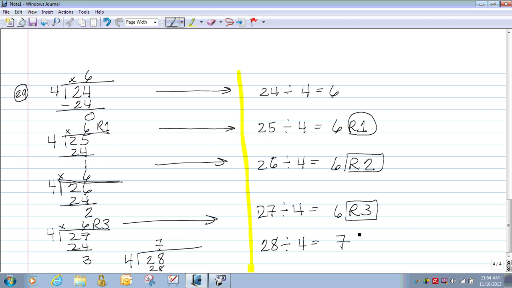We know that the remainder must be smaller than the divisor. The next problem would be 28 divided by 4. That equals 7. 28 is 4 more than 24. Since that divisor is 4, we know that this will divide equally. And so now we have 28 divided by 4 equals 7.